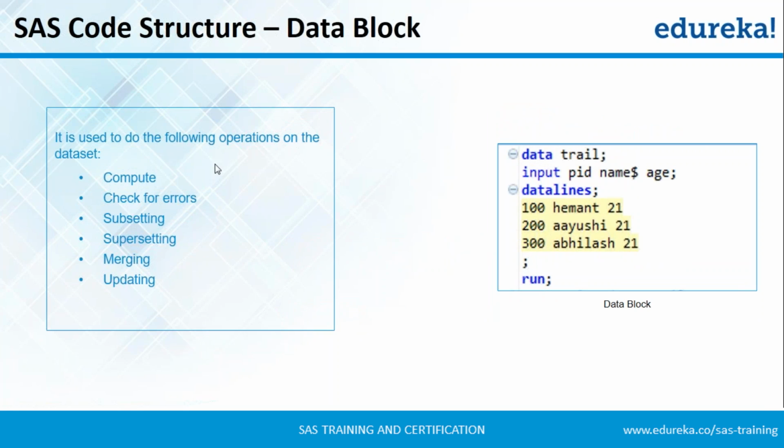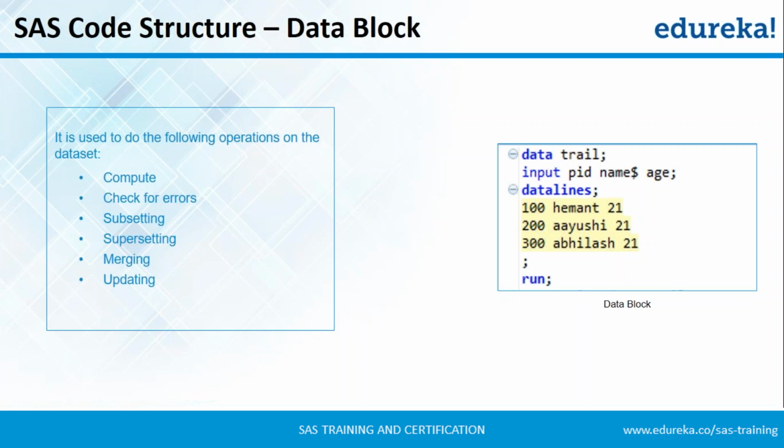So the data block can be used to compute data sets, right? It can be used to check for errors in the data set. It can be used to subset a data set. If you want to make a smaller data set out of a parent data set, you can do that in the data block. It is used to superset a data set. If you want to combine 2 or 3 data sets to make a bigger data set, that can be used to do that. It can be used to merge data sets, can be used to update data sets, right? So all of these operations can be done in the data block.